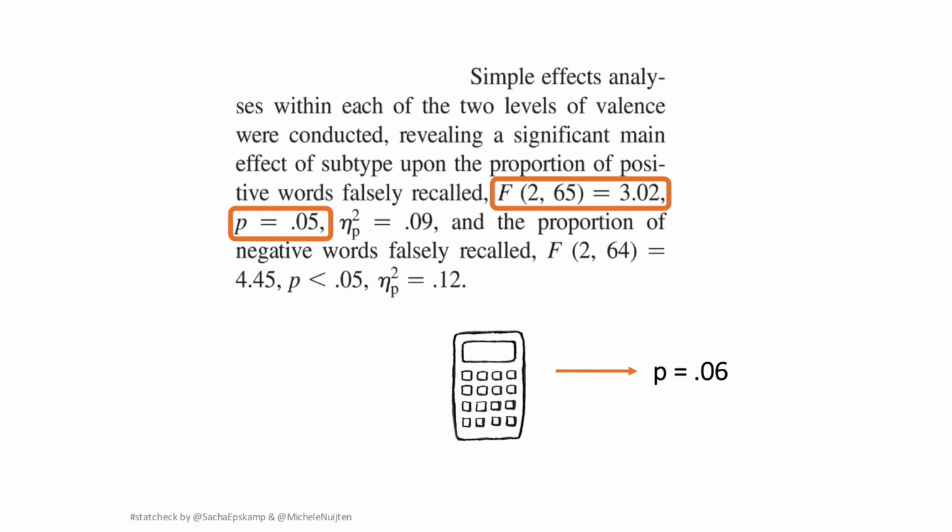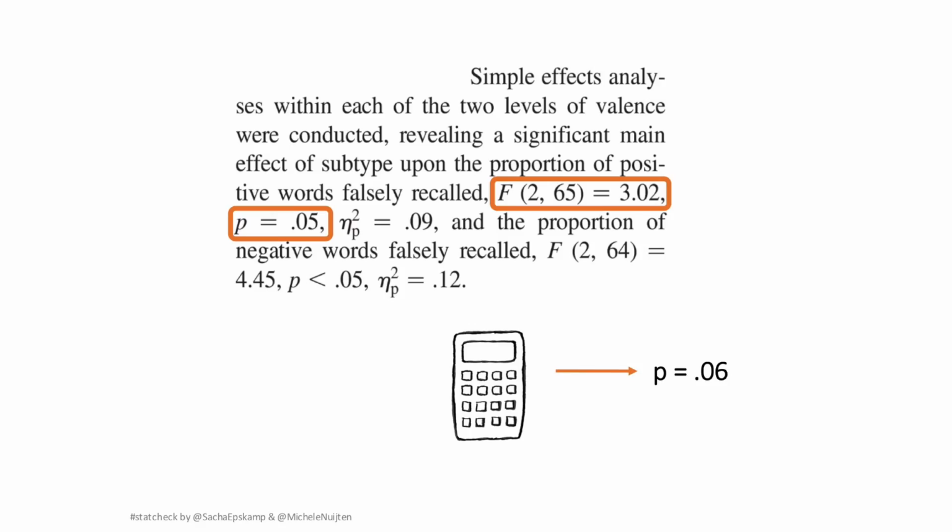And it doesn't really matter what it's about, but I'll read a part of it with you. So it says, simple effects analyses within each of the two levels of valence were conducted, revealing a significant main effect. So note that they think that they found a significant effect of subtype upon the proportion of positive words falsely recalled. And then you see the numbers that they back their claim up with. And this is basically a standard F-test that is used in psychology all the time.